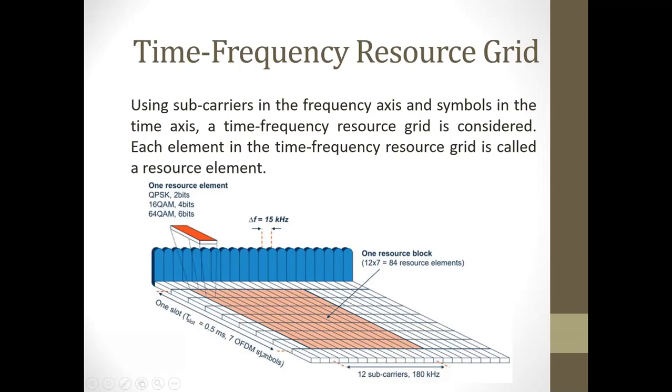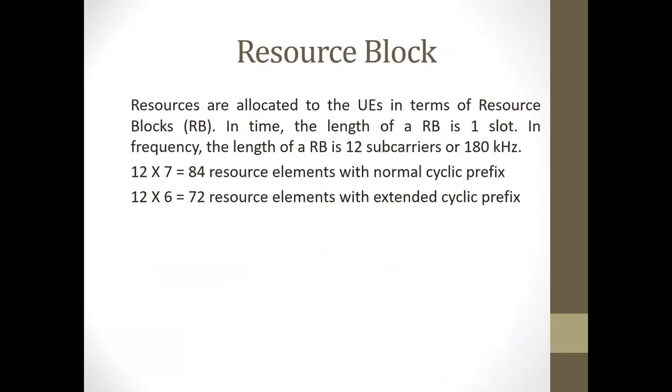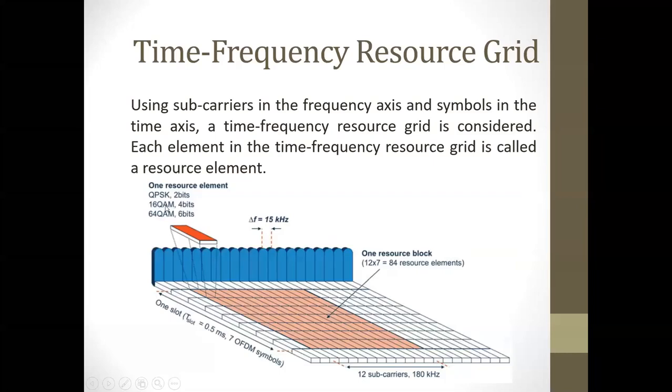Now normally you have 7 symbols in one slot. There are actually 2 possibilities. You can have either 7 symbols in a slot or 6 symbols in a slot. So in 0.5 millisecond you have 7 symbols. Now you have an idea how long a symbol is, but I'll give you the exact symbol length the next day.